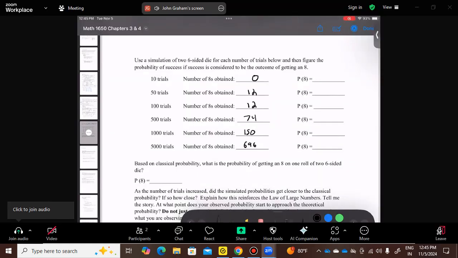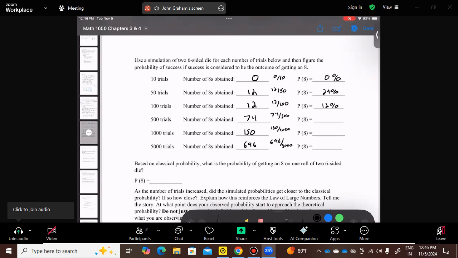Okay. So let's look at these values. We're going to take each of these out of the total amount. So 0 out of 10, 12 out of 50, 12 out of 100, 74 out of 500, 150 out of 1,000, and 696 out of 5,000. Now some of these I can do in my head. 0 out of 10 is 0%. 12 out of 50 is 24%. 12 out of 100 is 12%.